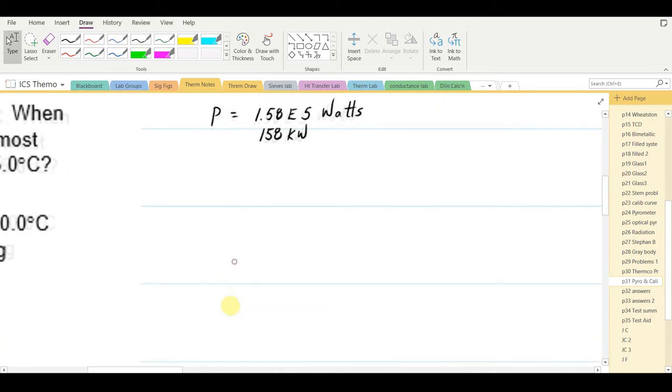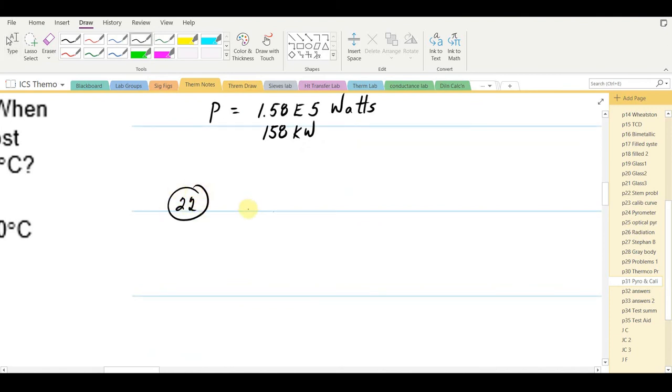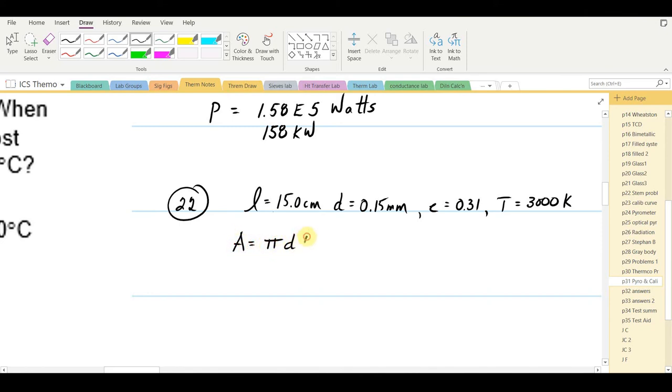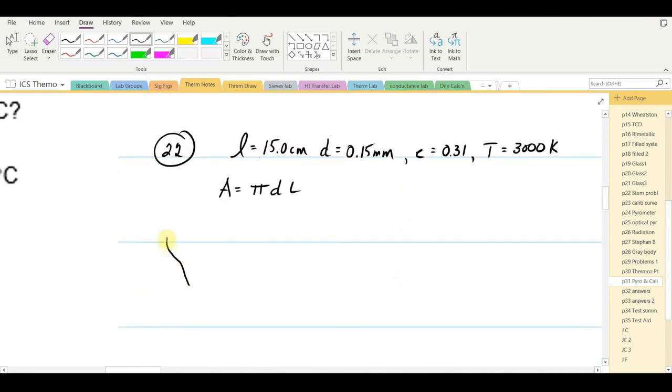All right, number 22. We're told the length of the filament is 15 centimeters. Its diameter is equal to 0.15 millimeters. The emissivity of tungsten was given as 0.31, and the temperature is given as 3000, and this is Kelvin this time. So we're given the formula for surface area of a cylinder is pi dL. I'm going to draw this. Here's a rather poor looking incandescent light bulb, kind of passing out of fashion now.